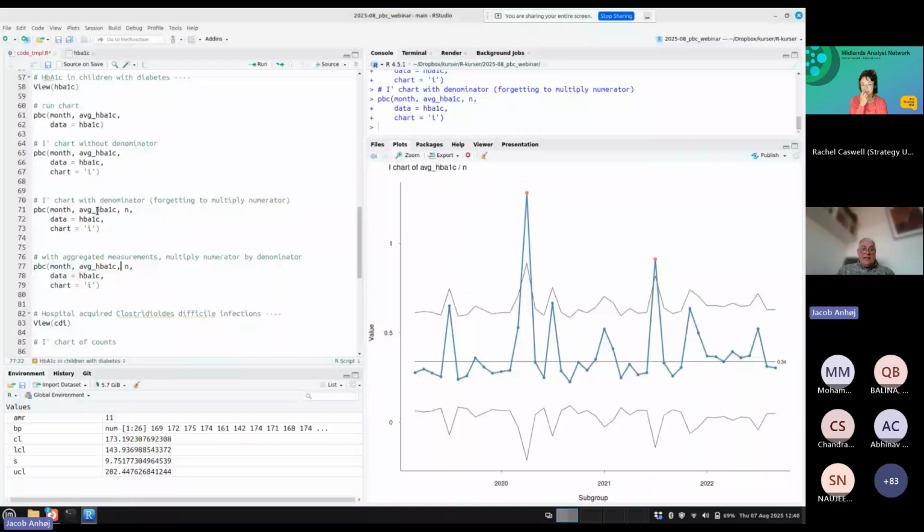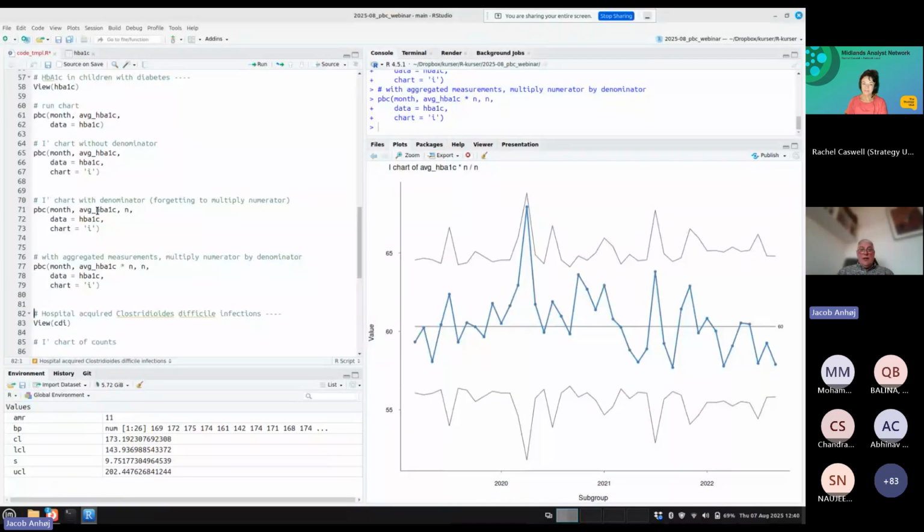This is crazy. I know it's crazy, and I struggle to explain it to myself. But whenever data have been averaged, we need to multiply by the denominator in order to get the total HbA1c before we divide by the denominator. But now you can see this plot. The y-axis is back to the original scale, and this data point is no longer a special cause. So why is that? If we look at the data, we can see that there is one data point.